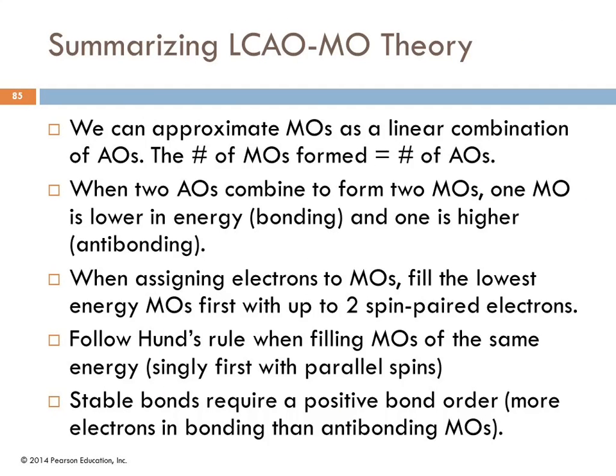So summarizing, we are approximating the molecular orbitals as linear combinations of atomic orbitals. I'm not a big fan of acronyms, but I'm not a big fan of writing out long words all the time either. So MO, molecular orbital, AO, atomic orbital. The number of molecular orbitals formed is equal to the number of atomic orbitals. If you start with 5 orbitals, you end up with 5 orbitals, okay? Orbitals are conserved.